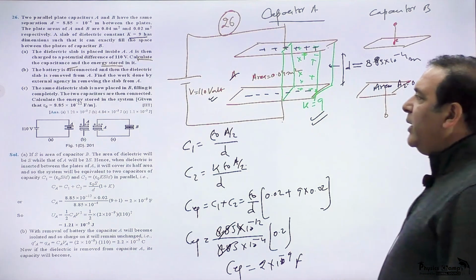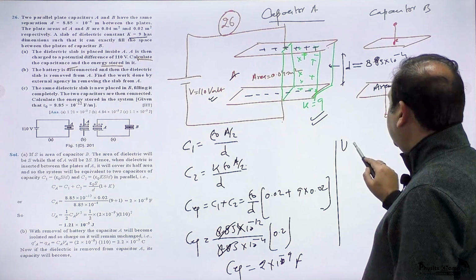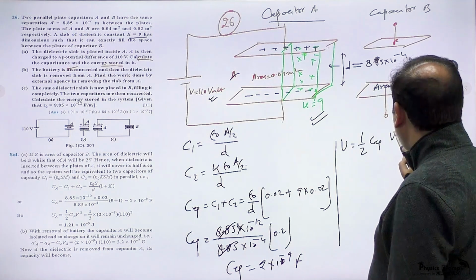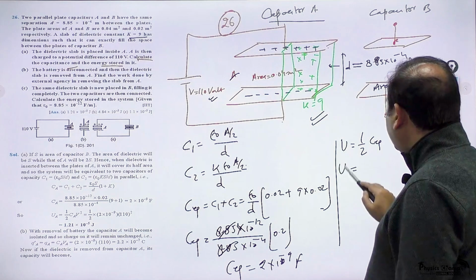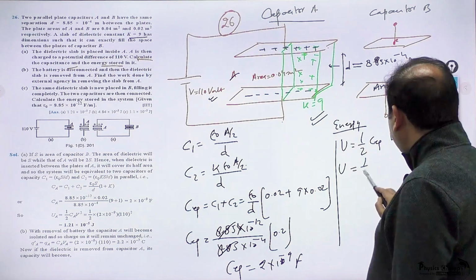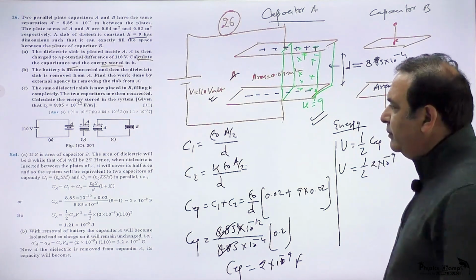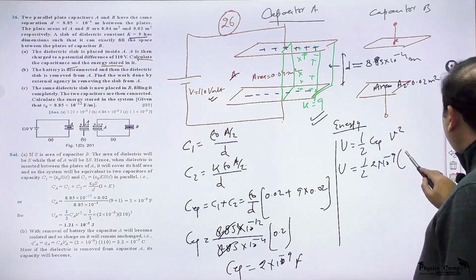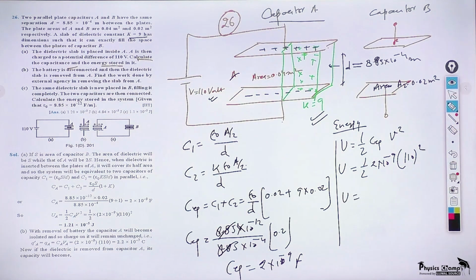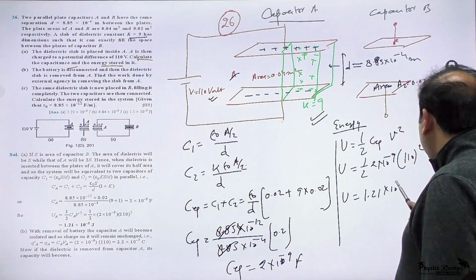So I get the equivalent capacitance, I want energy also. Energy will be half into C equivalent into V square. So energy in this situation would be half into 2 into 10 to the power minus 9, and V square will be 110 square. So energy comes out to be 1.21 into 10 to the power minus 5 joule.